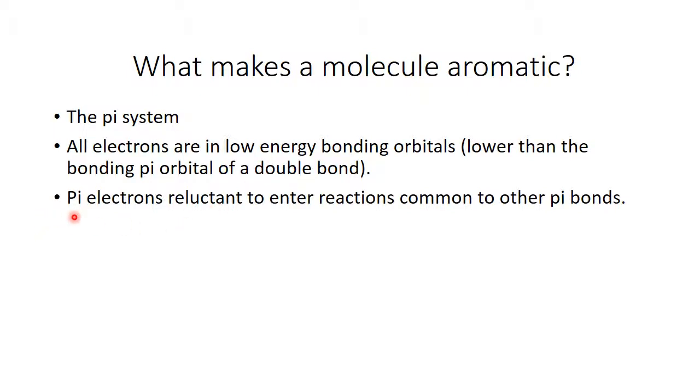antibond. The pi electrons in an aromatic system are reluctant to enter reactions that are common to other pi bonds just because they've been dropped lower. Now the antibonding orbitals are as a result pushed higher also. So the whole idea of aromaticity has to do with stability due to this really low energy level of electrons in the pi system.